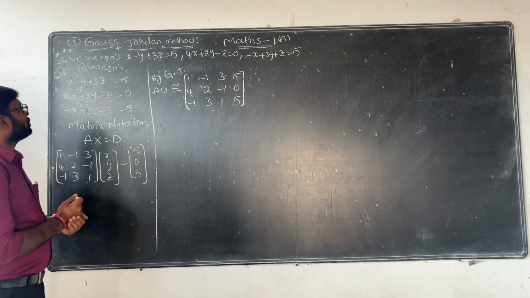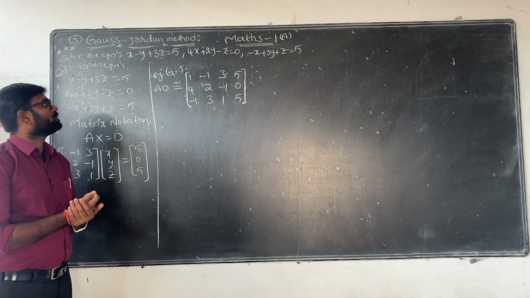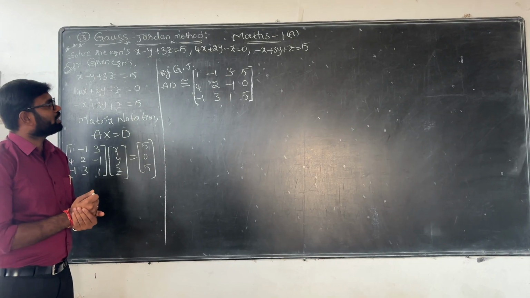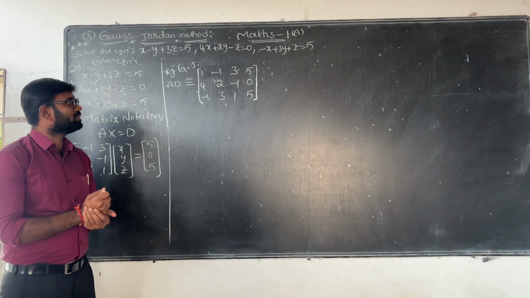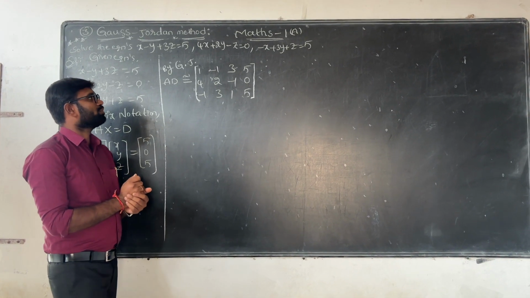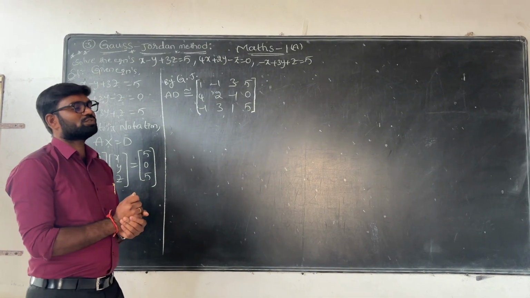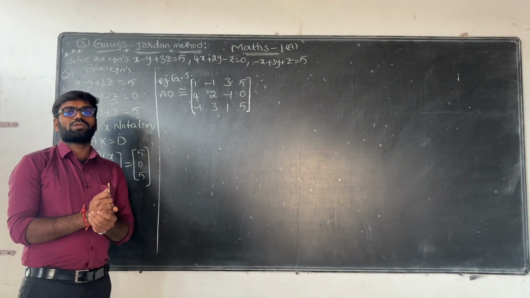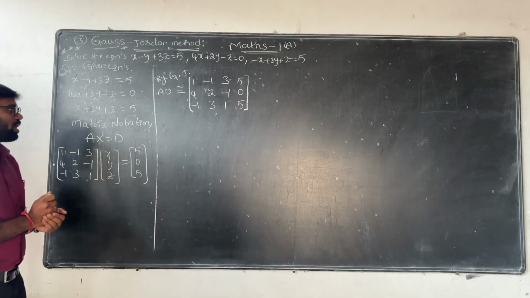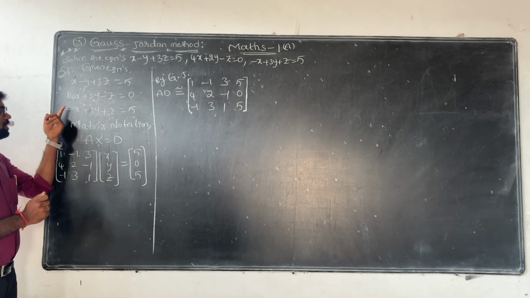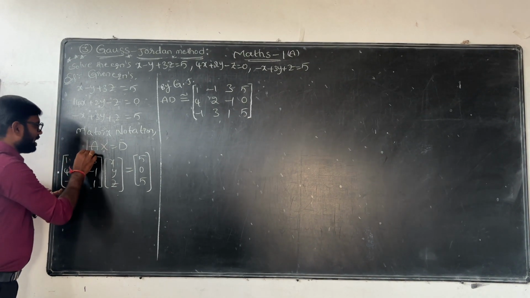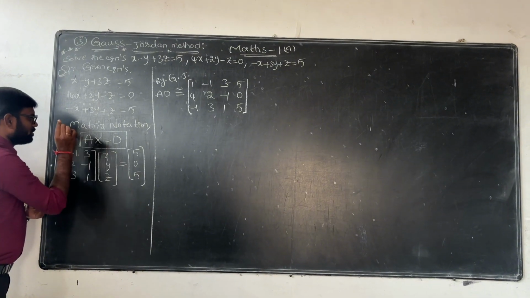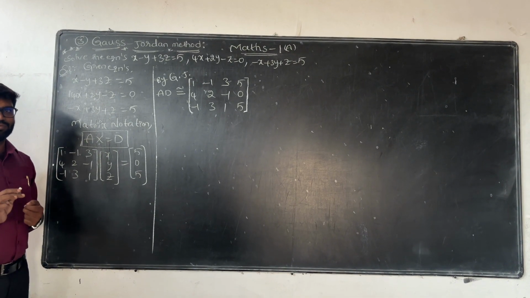So first of all, the question given is x minus y plus 2z equals 5, 4x plus 2y minus z equals 0, minus x plus 3y plus z equals 5. Again, we have to convert the given equation notation into the matrix notation. Here the matrix notation is nothing but AX equals D.